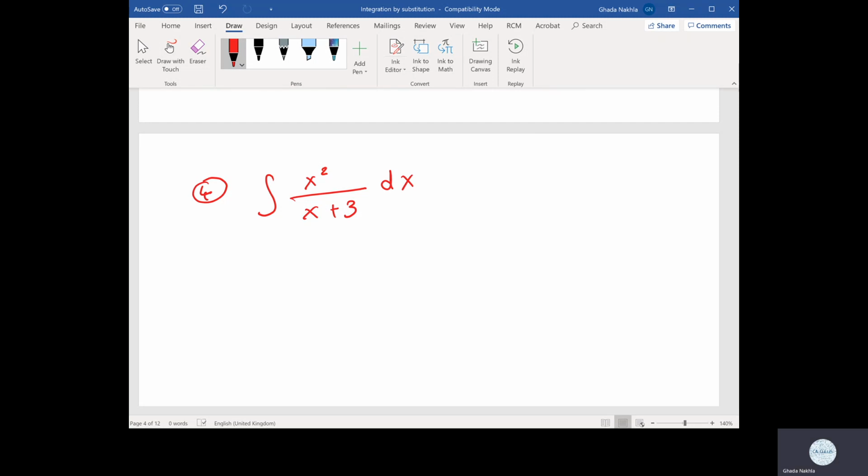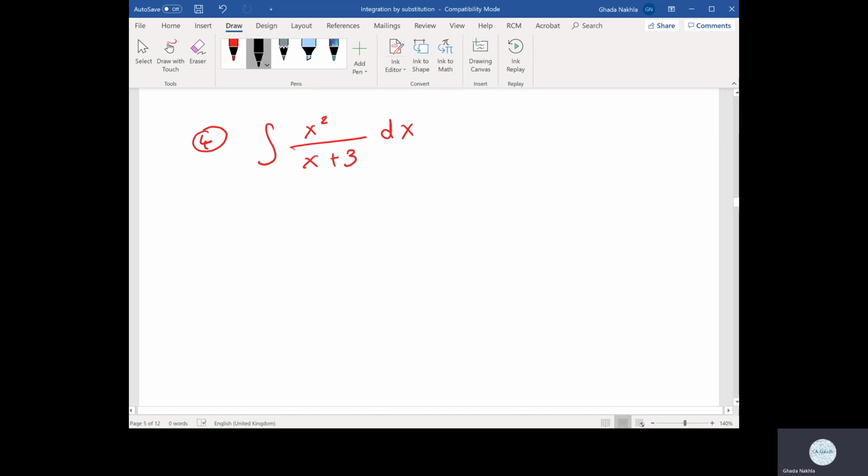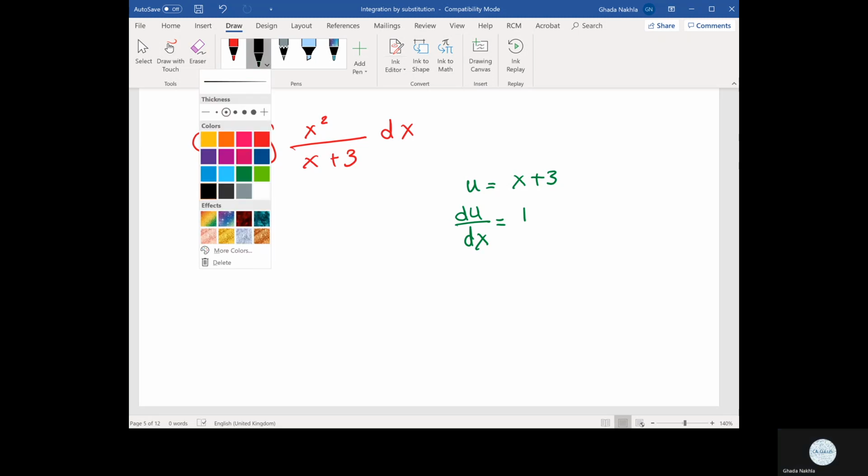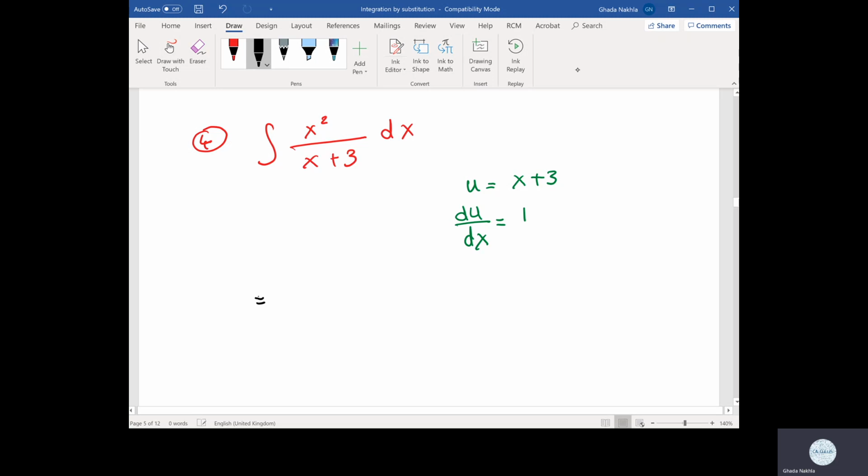And we're integrating x squared over x plus 3 dx, and we need to use substitution, and our substitution is u equals x plus 3. First step, you find du, so du by dx is equal to 1. The plus 3 disappears and x to the 1 becomes x to the 0, which is 1. So let's go back here and let's integrate again.